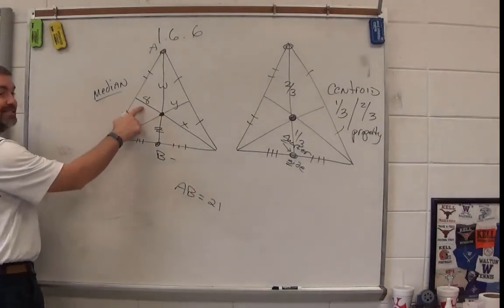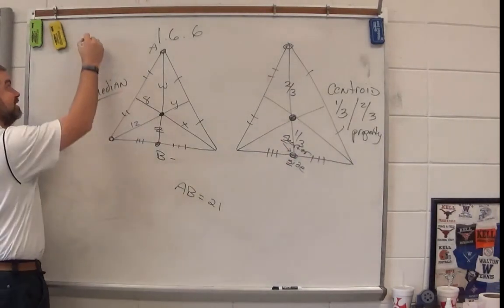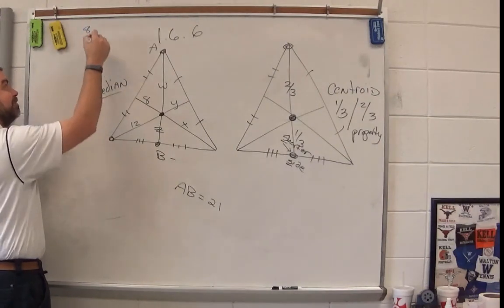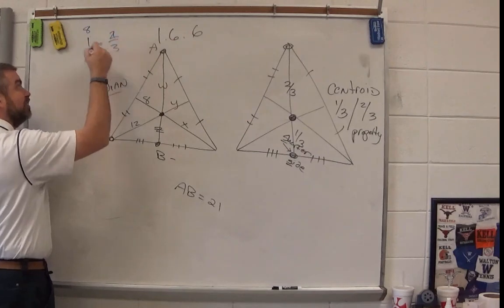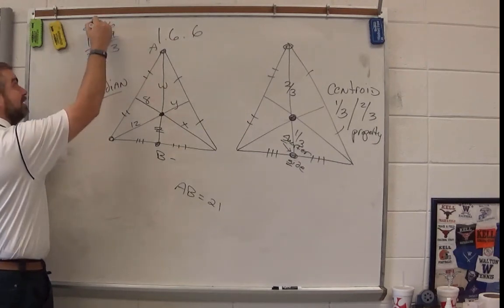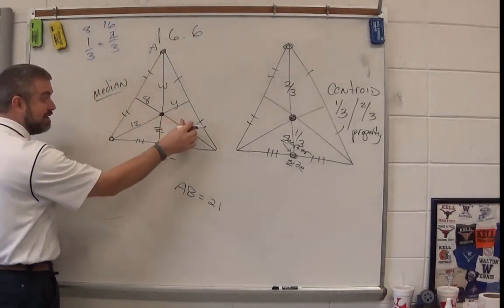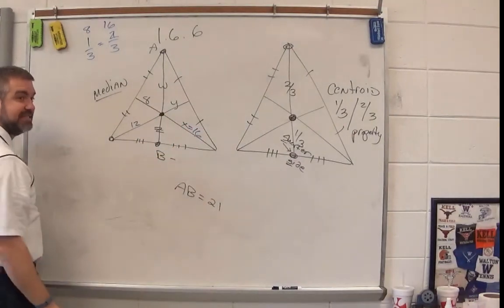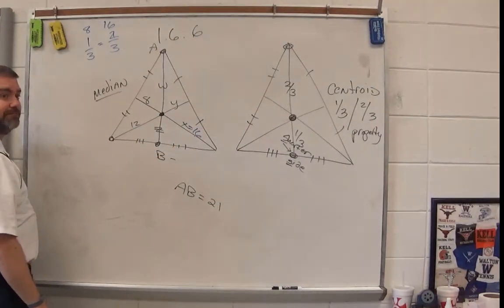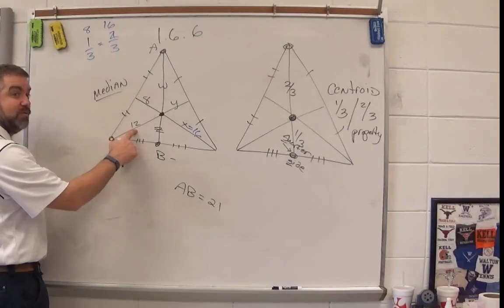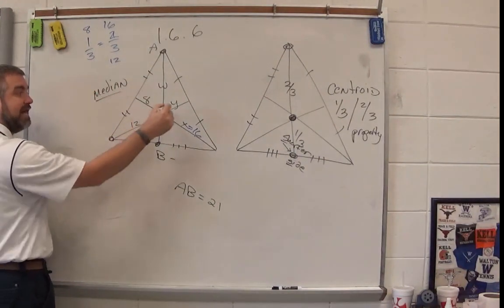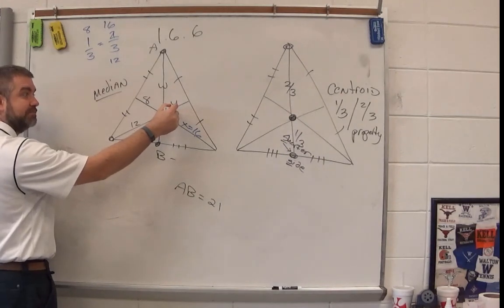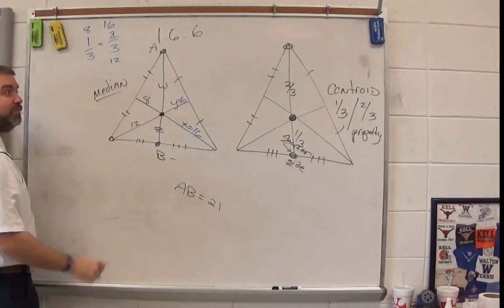If this amount is 8, and 8 represents 1/3, how much represents 2/3? You double it. 8 and 16. This amount here would have to be 16. It's just double. If the big one, if the 2/3 happens to be 12, then how much would the 1/3 be? 6. It would be half that amount. It would be 6.